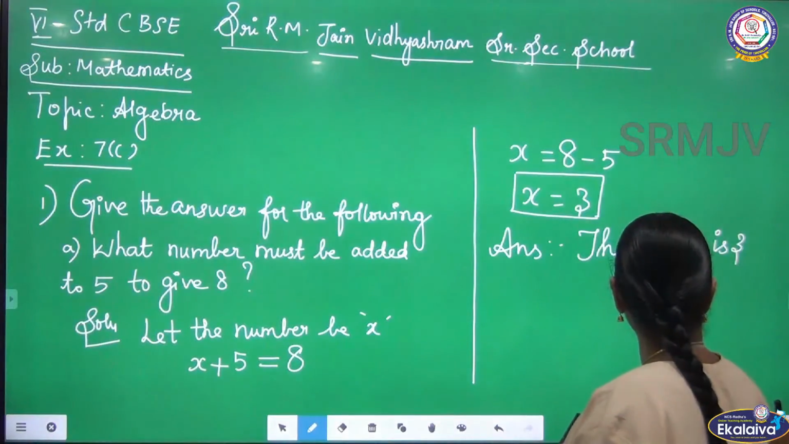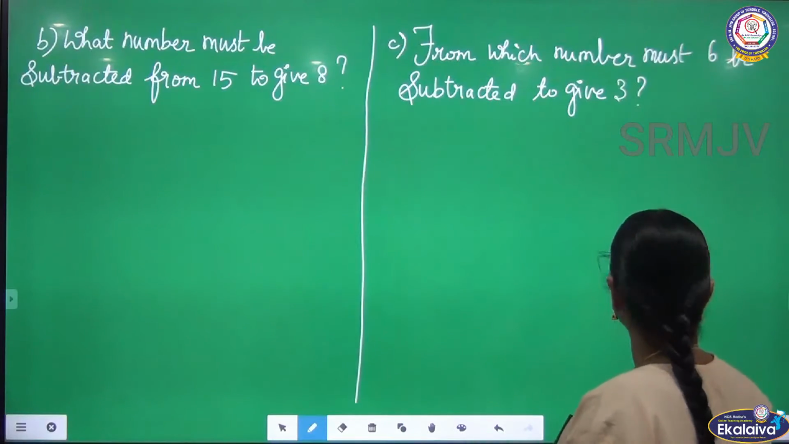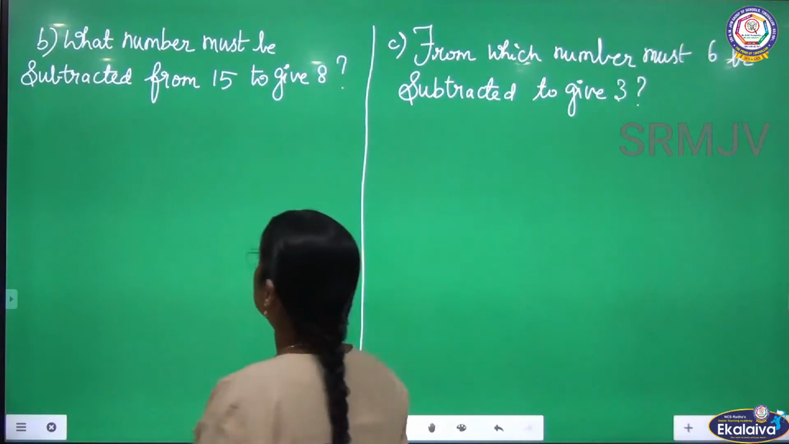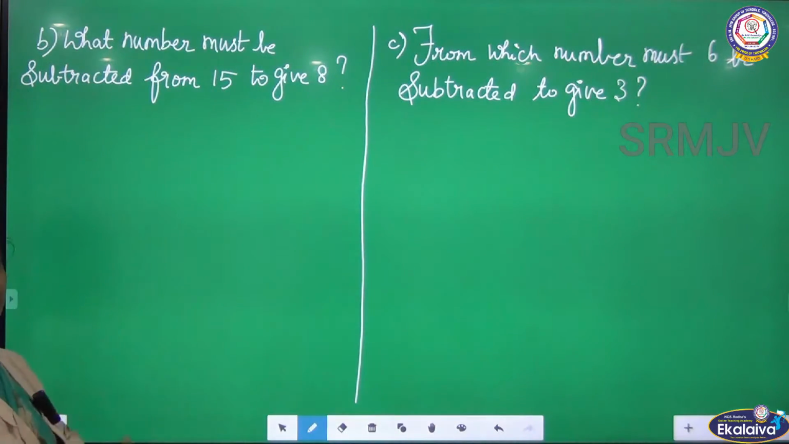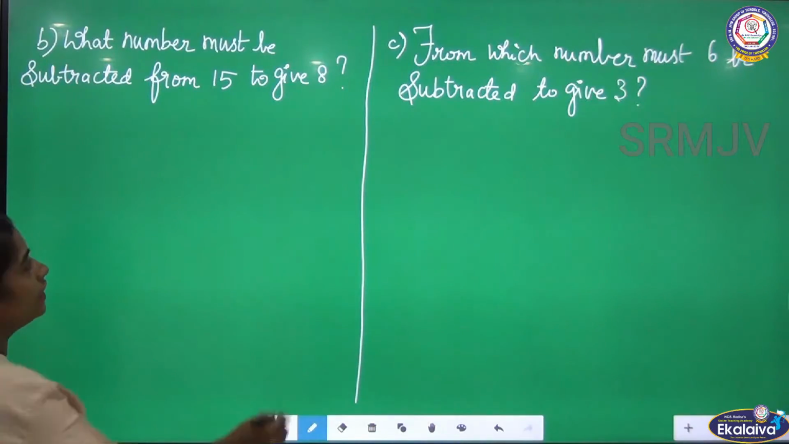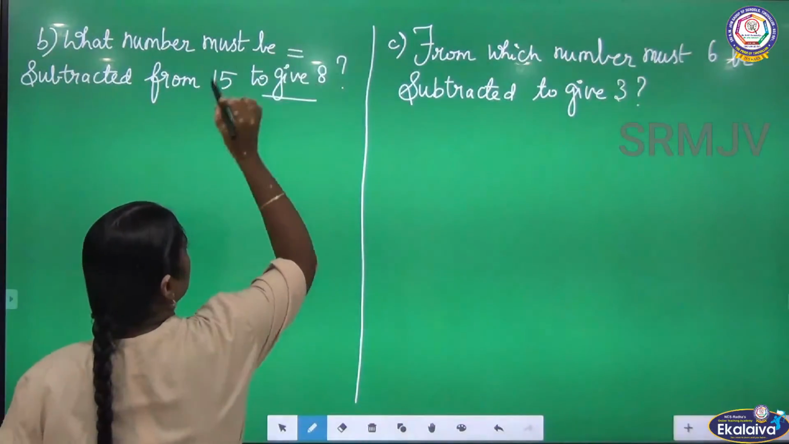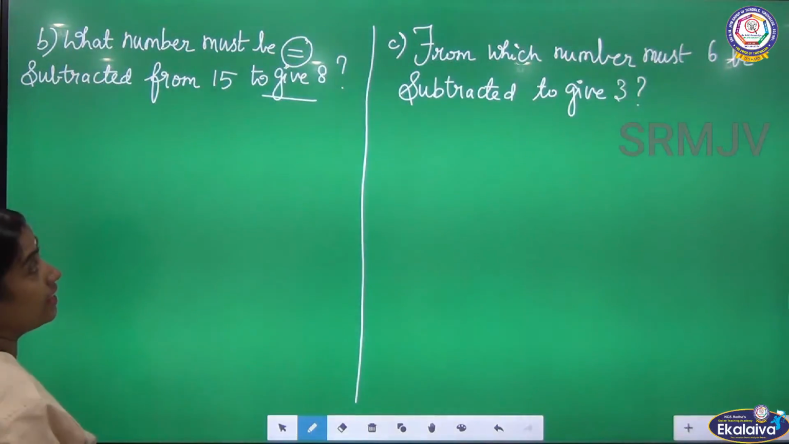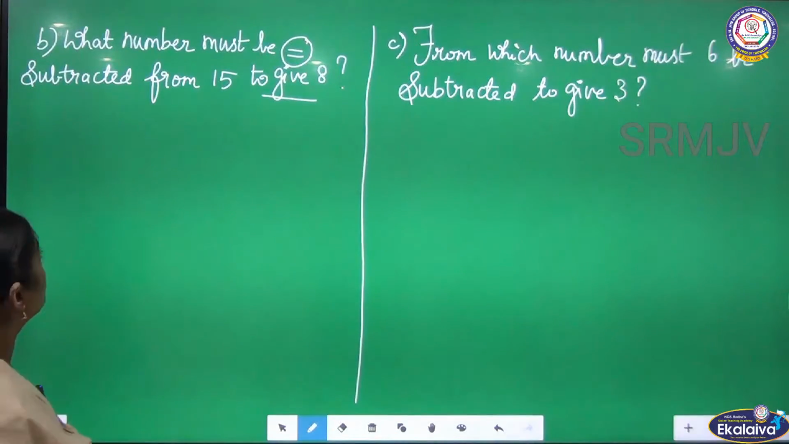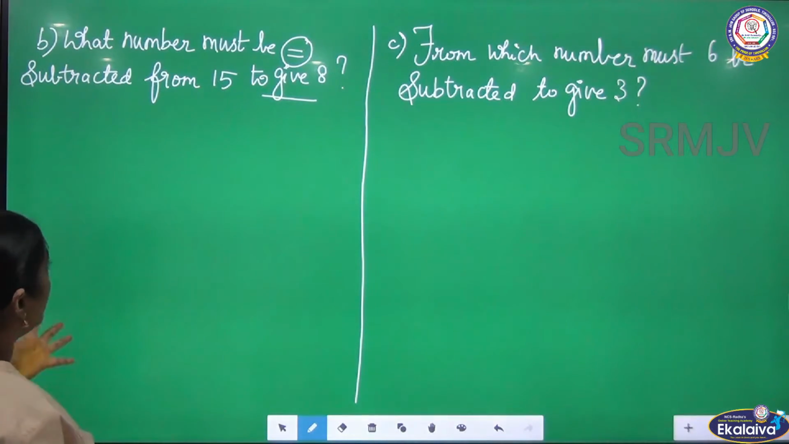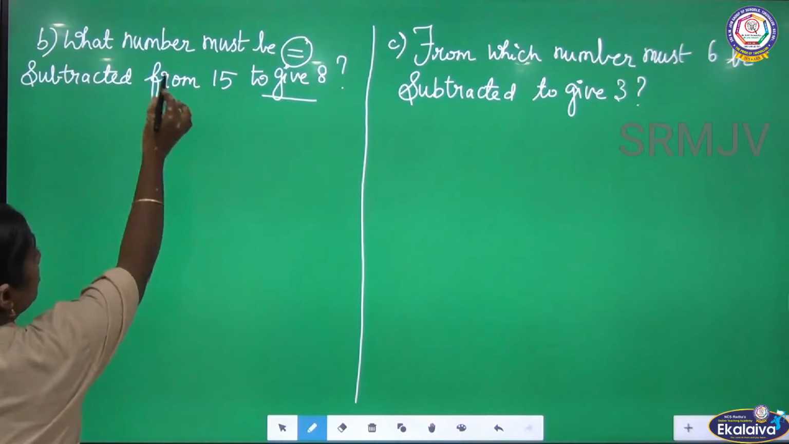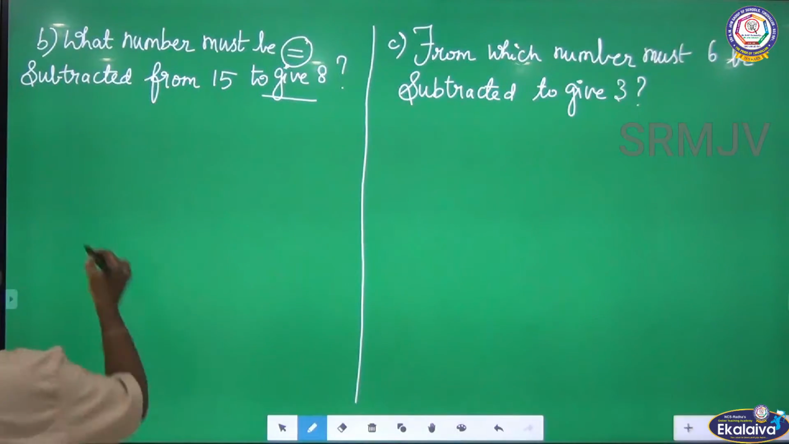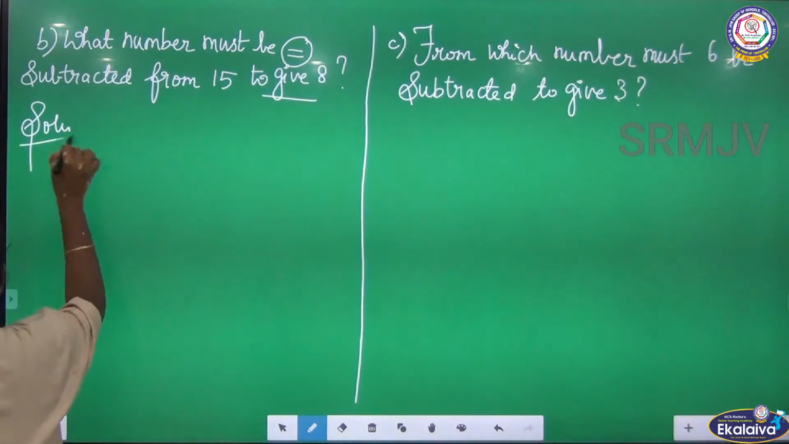Now I will move on to the second sum. What number must be subtracted from 15 to give 8? Give means equal. So this is the answer, 8. I don't know the number, but when I subtract that number from 15, I get the answer 8. So now I am going to write the solution for this.